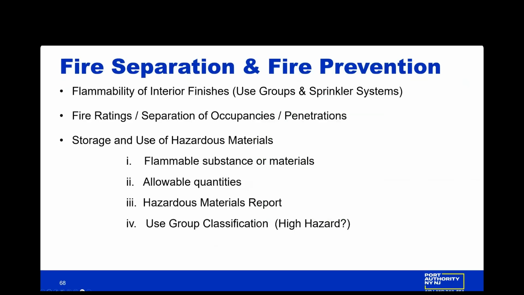Fire separation and prevention. We look into the flammability of interior finishes. We usually request a third-party lab test report. We look at fire ratings of walls, the separation of mixed occupancies, and penetrations through rated construction. We also look at storage and use of hazardous materials, flammability, quantities of flammable products, and we request hazardous material reports and the use group classification, which could lead to a high hazard classification. Next.